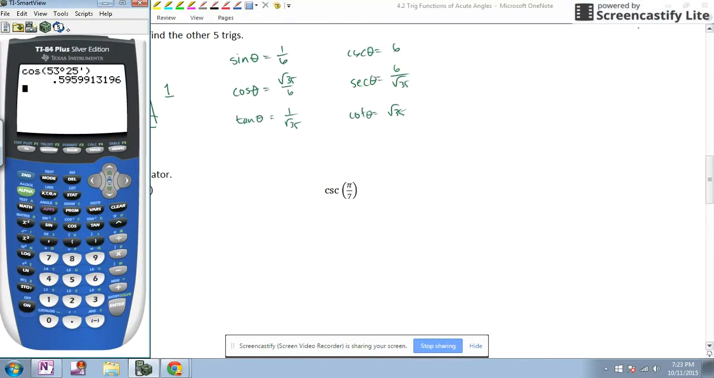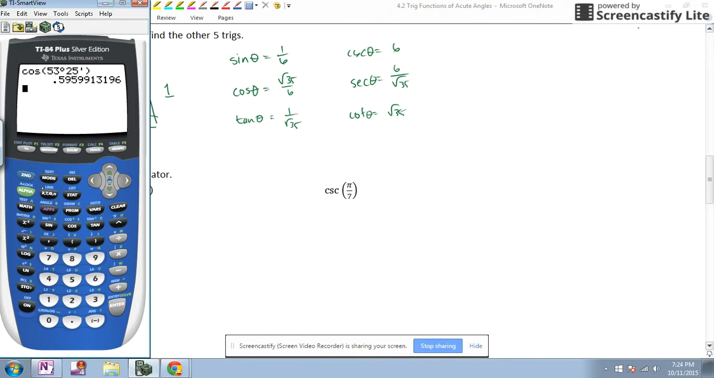Now look, I'm going to go over to this other guy, which is cosecant of pi over 7. Ooh, that's a little tricky. First off, I don't know pi over 7. That's not one of the ones I know, which are pi over 2, pi over 3, pi over 4, pi over 6. Okay? It's not one of those. It's pi over 7, so that's a little tricky. I notice it's also in radians, so my calculator better be in radians. So if I go ahead and hit mode and then radian, boom.